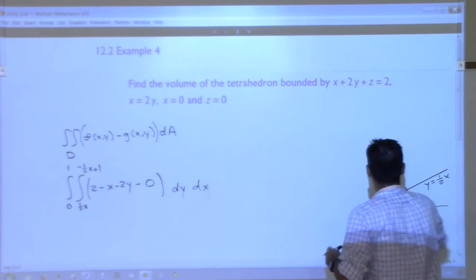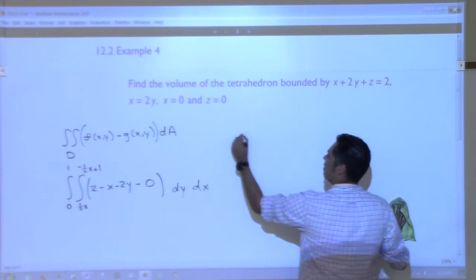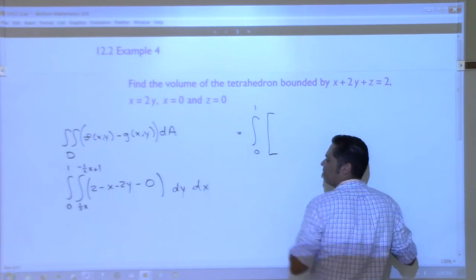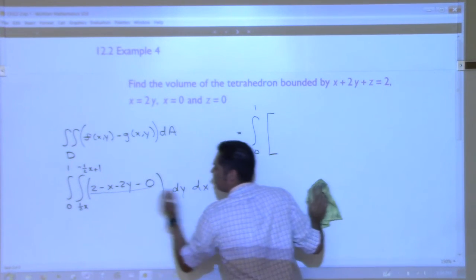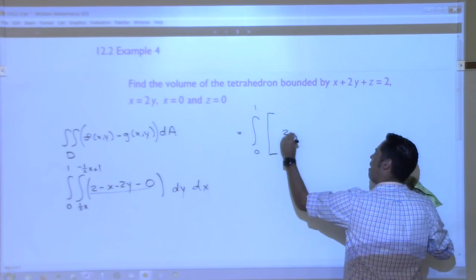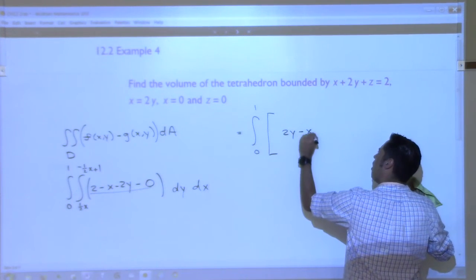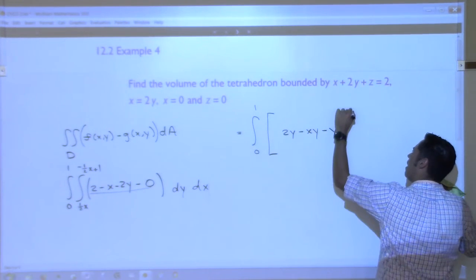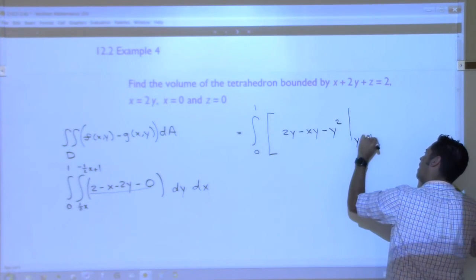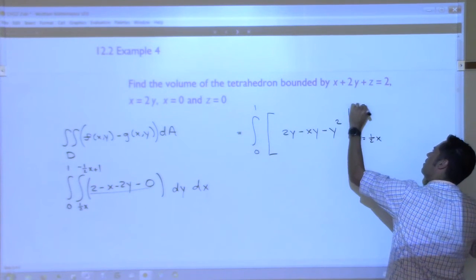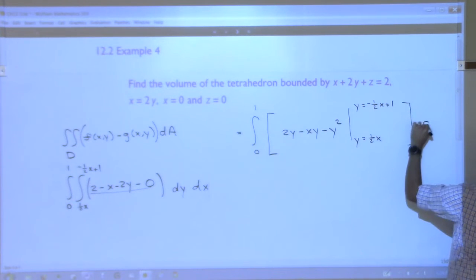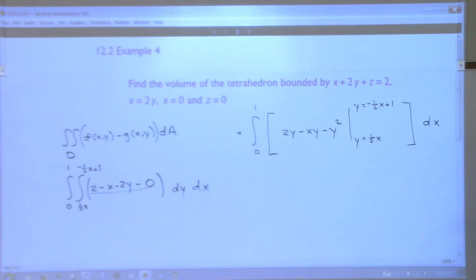All right, so the first integration I'm going to do is integrating everything with respect to y. So here's my inner integral. I'm going to do the antiderivative of this with respect to y. So I should get 2y minus xy minus y squared. I'm going to evaluate that from y equals 1/2 x to y equals negative 1/2 x plus 1. And then after I'm done with all that, I'm going to have to integrate that again with respect to x.